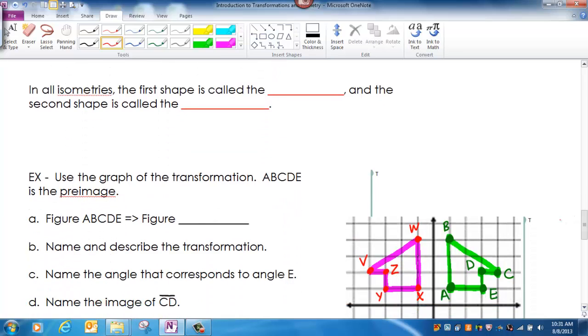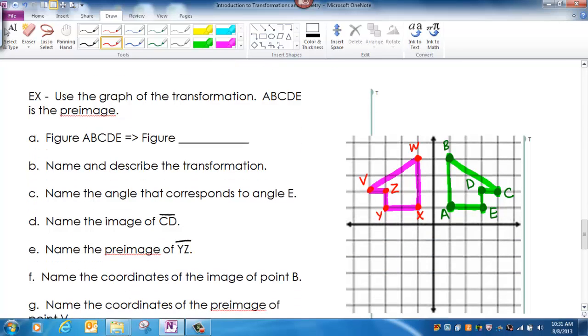Okay. So in all isometries, in the translations, in the reflections, and in the rotations, the first shape is called the pre-image. And the second shape is called the image. So the first one's the pre-image, the second one is the image. So let's do some examples, keeping those terms in mind.